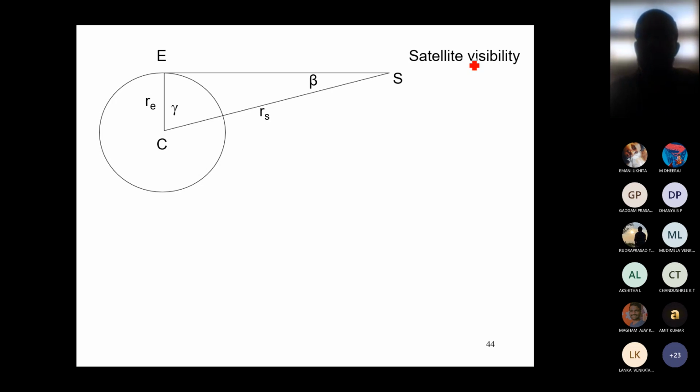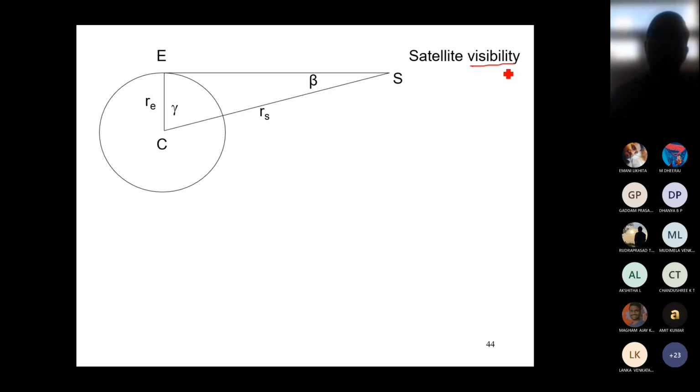Suppose any point is on the Earth's surface, and that point is a reference point. The reference point can be the Earth station, a human standing on the Earth's surface, or any point on the surface of the Earth. So satellite visibility indicates for how long that particular reference point, whether it is a human being or any Earth station, is able to see the satellite. That is called visibility.